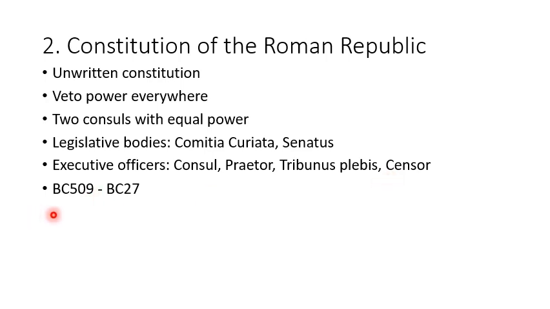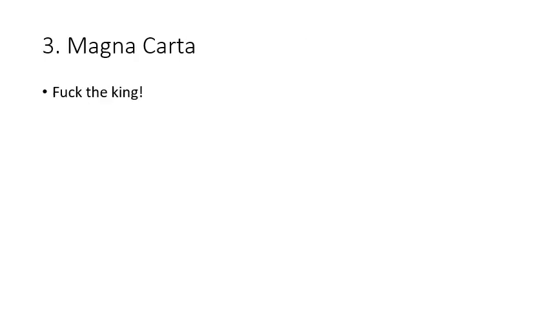So the constitution of the Roman Republic started in about 509 BC and lasted until 27 BC. And this is typically the textbook definition of the Roman Republic. The duration was from 509 to 27 BC. And next, we have Magna Carta.